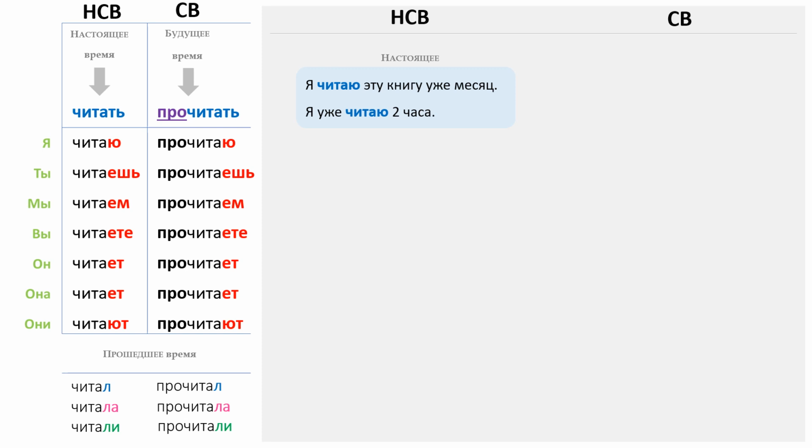Я читаю эту книгу уже месяц. I have been reading this book for a month already. Я уже читаю 2 часа. I have been reading for 2 hours already. Я прочитаю эту книгу за месяц. I will read this book in a month. It will take me 1 month to read this book, and I will be done with it. Я прочитаю эту книгу за месяц.